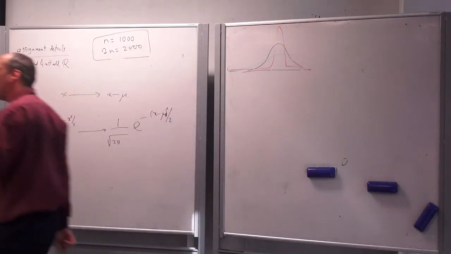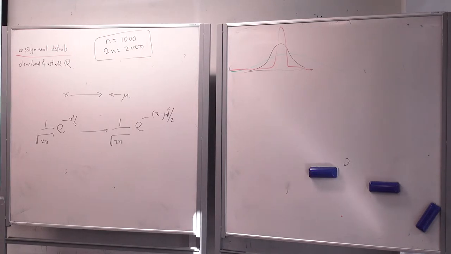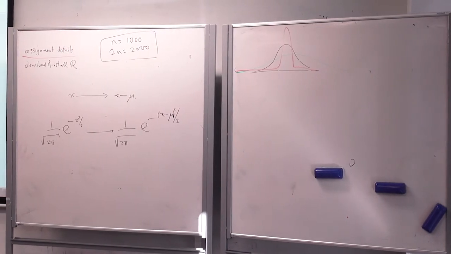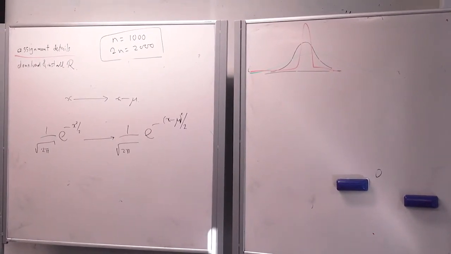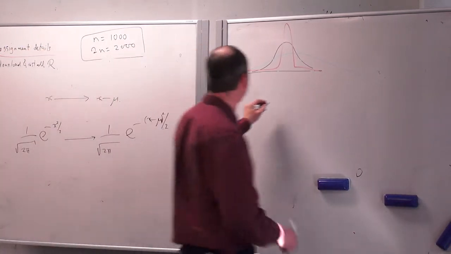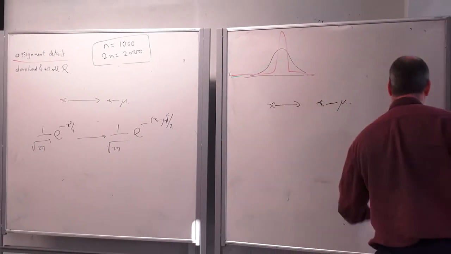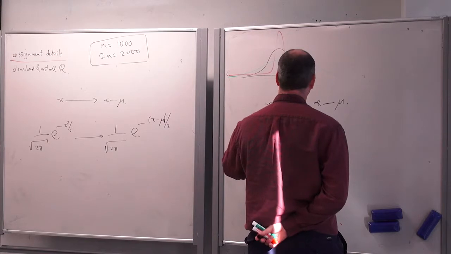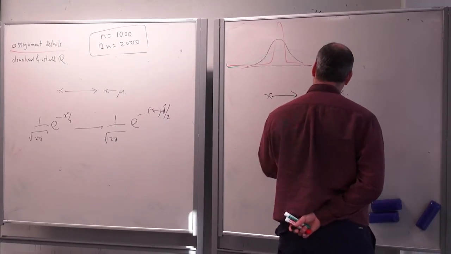Which is an indication, which we'll come back to again and again, that the standard deviation, the width of the distribution, is a little bit harder to deal with than the mean. And we'll see that again because the equations are much more complicated. So how do we do this? Well, last time we said x goes to x minus mu. Now, we're going to say x goes to x minus mu over sigma.